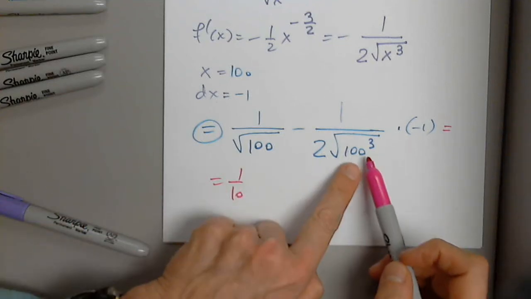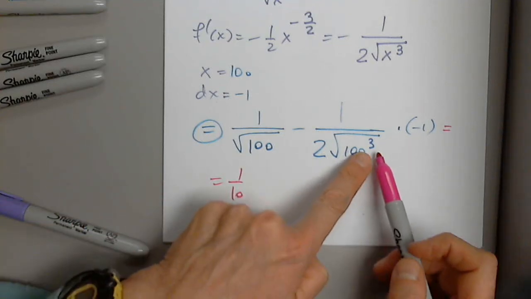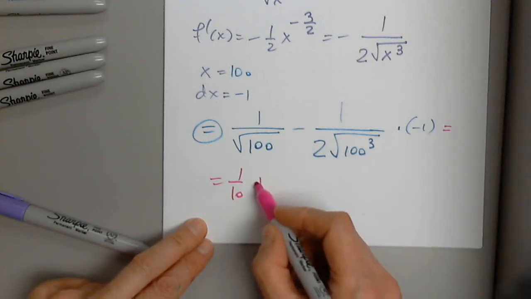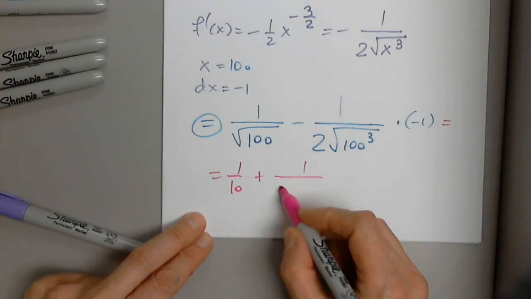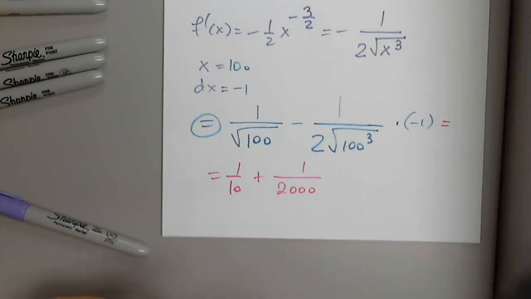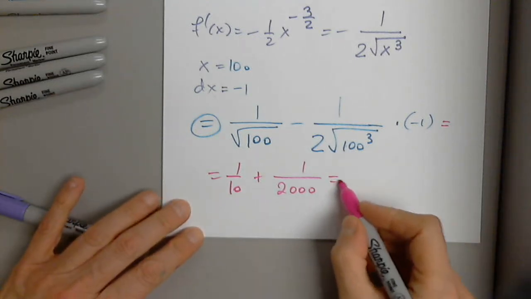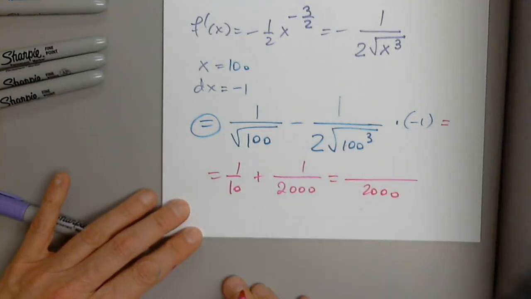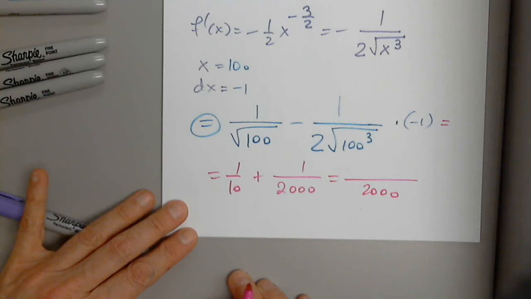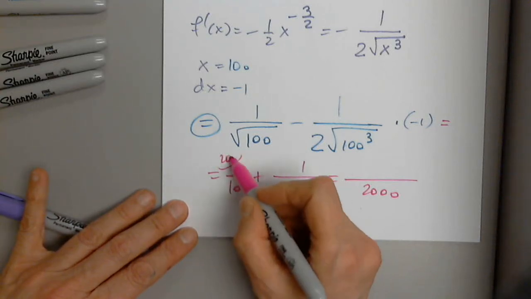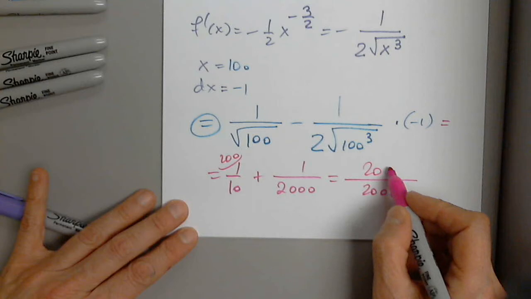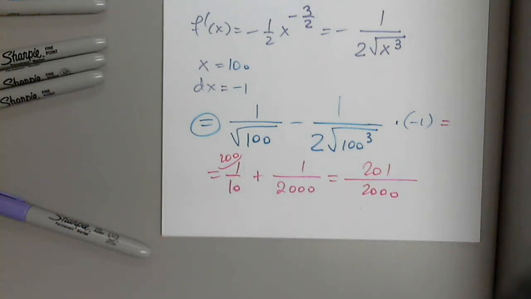Here, when I take the square root of 100, I get 10, but I have to cube it. So minus with minus will change into plus. So 1 over 2,000. One more time, the square root of 100 is 10, but I have to cube that 10, so it's 1,000 times 2. The least common denominator must be 2,000. I multiply this by 200 and 201. That's it. You don't have to do anything.